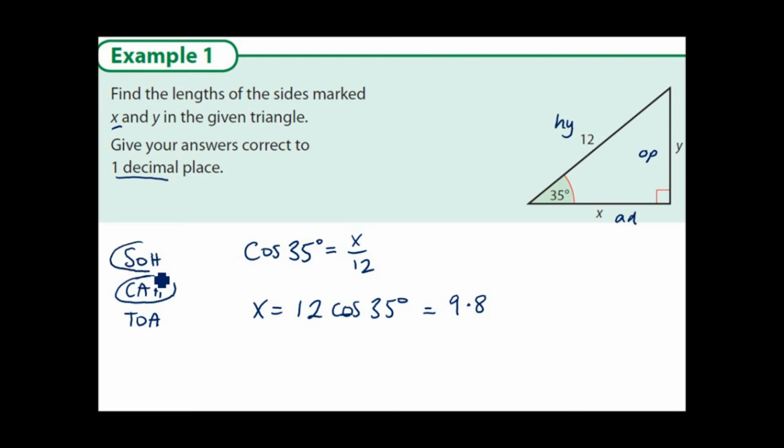And now we're to find the y value. So we're interested this time in opposite and hypotenuse, since the hypotenuse was the one that was given to us first. So sine 35 degrees is y over 12. So multiplying both sides by 12, y is equal to 12 sine 35 degrees. I can put this into the calculator. And we see we get 6.9 when we do.